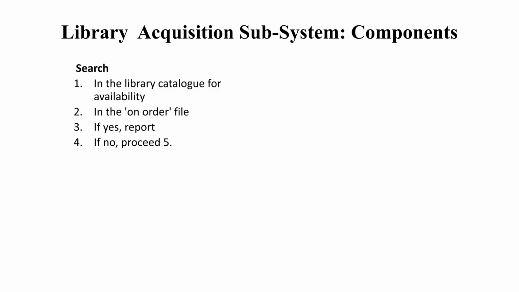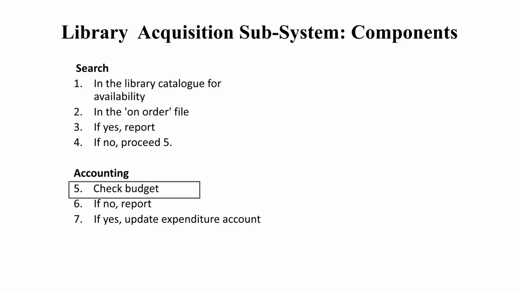First, we have to search for the thing in the library catalog. If it is not available in the library catalog, then we need to search it in the order file, whether we have already placed the order for the books or the journals. It may be under process, that we need to check. If yes, then we can report, and if no, if we don't have that material, then we can proceed. The next step is to check whether budget is available. If budget is available, then we can go to the next process, or if budget is not available, then we can report to the authority.